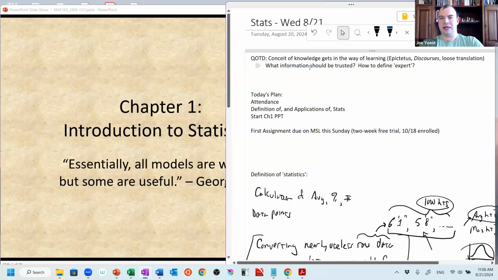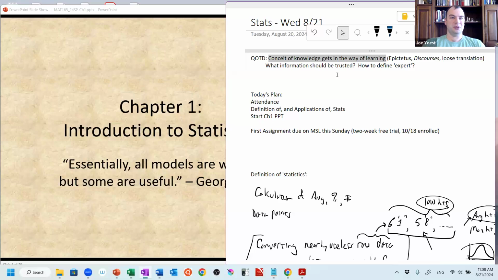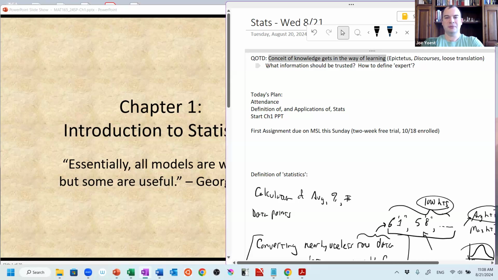So the quote of the day for class today is from the Greek philosopher Epictetus, from his book, usually just called Discourses. This is a pretty loose translation. But the statement: conceit of knowledge gets in the way of learning. So if we think we know everything, we're not going to be seeking out new information. We're not going to learn. We're not going to progress in our knowledge or understanding of the world if we already think we know everything.